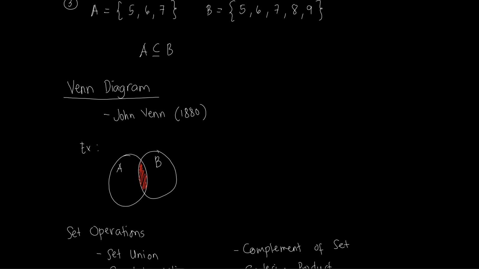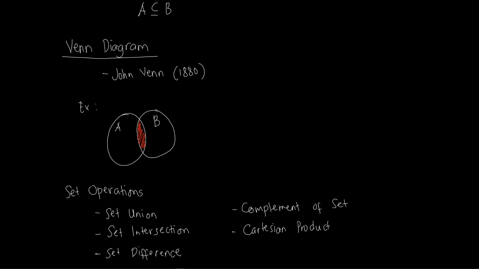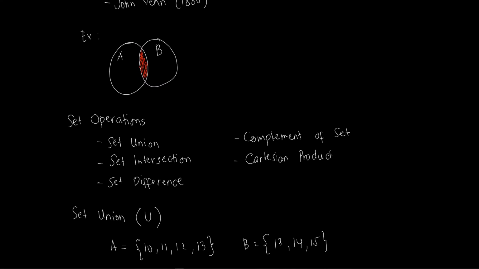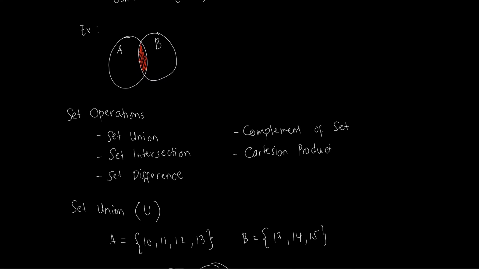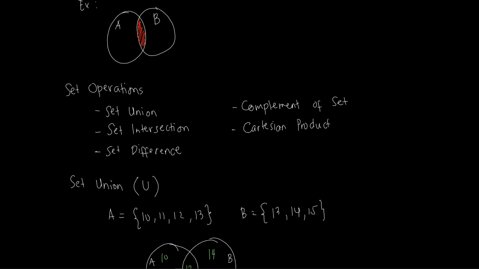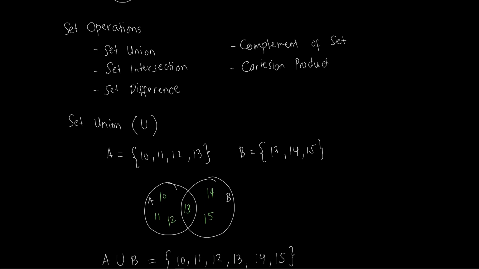And also, last meeting, nag-discuss tayo about Venn diagram. So, si set kasi could be represented via the Venn diagram. So, meron tayong mga set operations na na-discuss din. We have set union, intersection, set difference, complement of set, and Cartesian product. Pero, last meeting, na-discuss lang natin is about set union. So, yung set union is, kumbaga, i-combine natin yung two or more sets. So, yun yung union. Symbol niya is yung U.